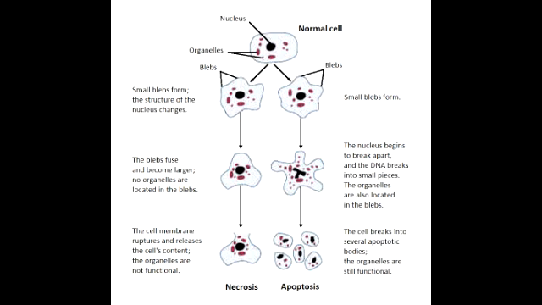Name all the different types of necrosis. The different types of necrosis include coagulative necrosis, liquefactive necrosis, caseous necrosis, fatty necrosis or fat necrosis, fibrinoid necrosis, and gangrenous necrosis.